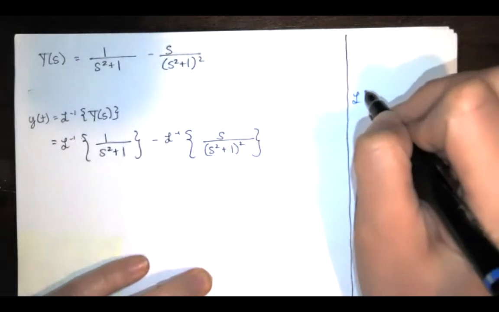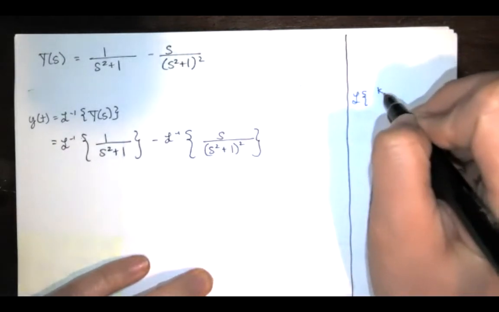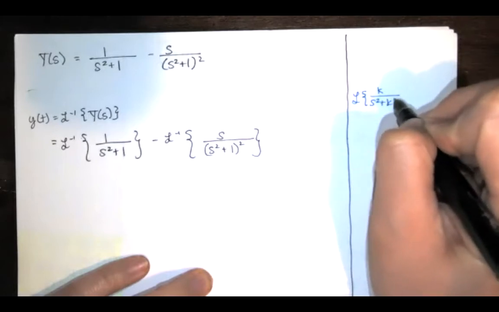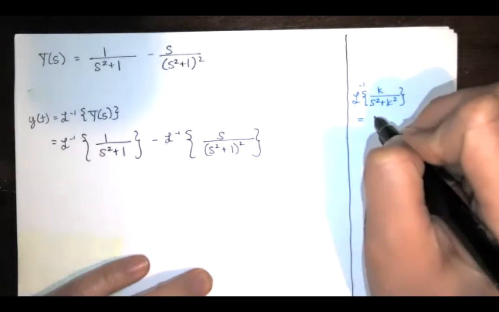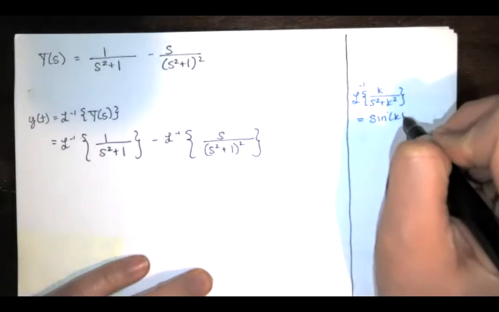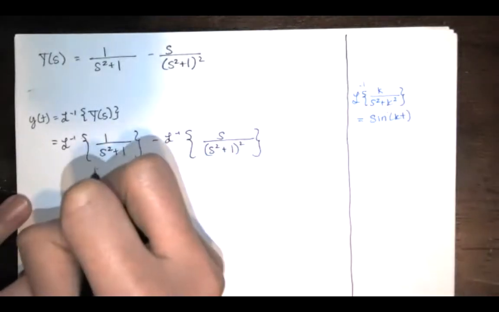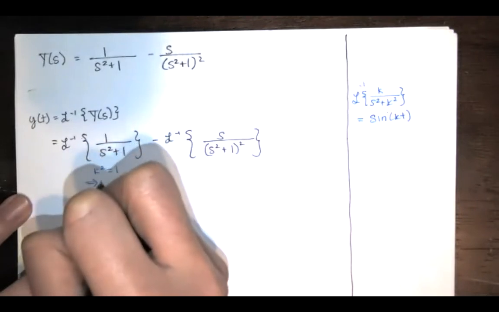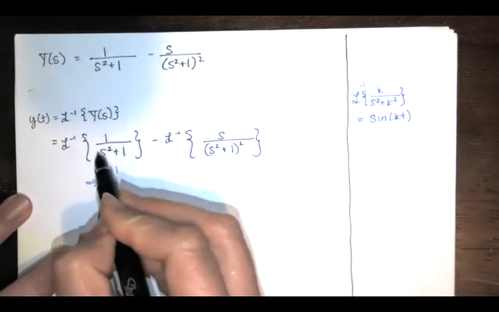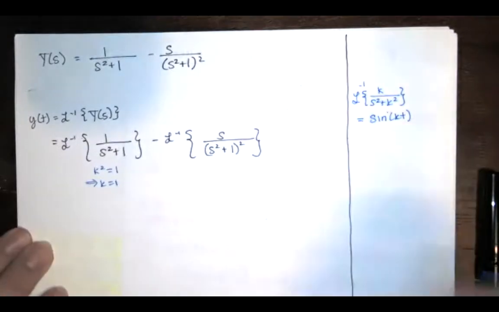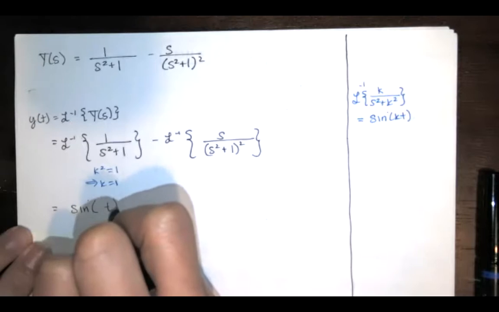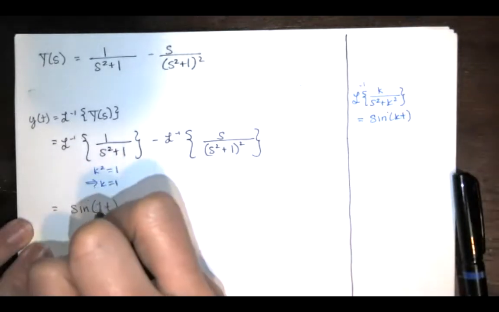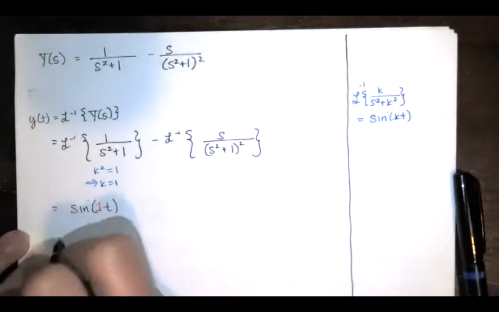The Laplace transform of sine of kt is k over s squared plus k squared. So the inverse Laplace transform of k over s squared plus k squared is sine of kt. If k squared is 1, that means k equals 1. So this is k over s squared plus k squared with k equals 1. So this guy is just going to be sine of kt with k equals 1, or sine of 1t, which of course you could just call sine of t, and that would be fine.